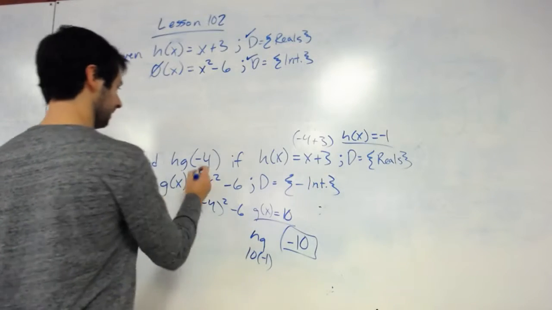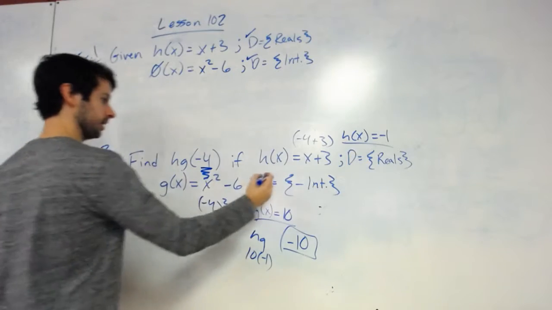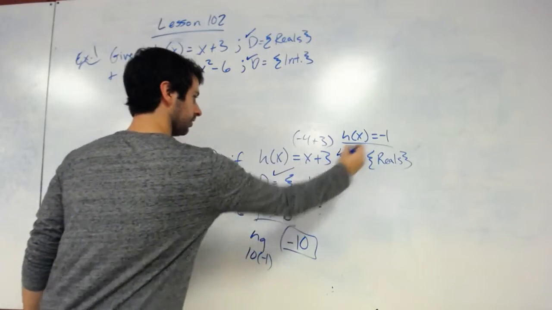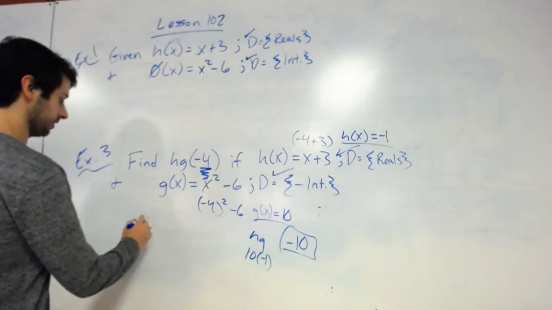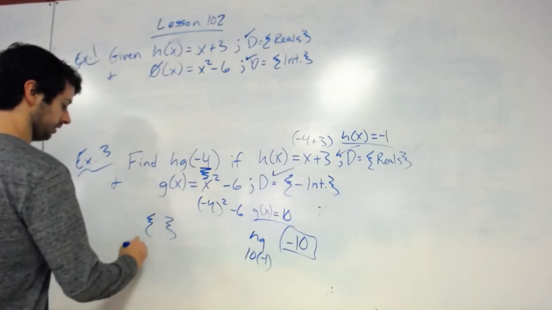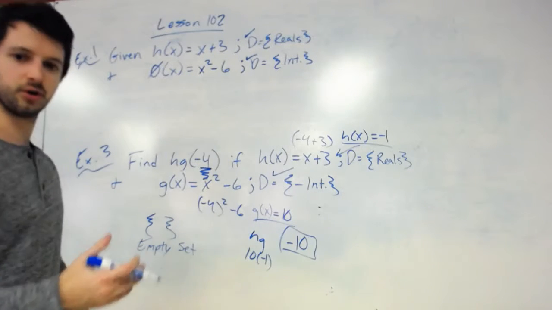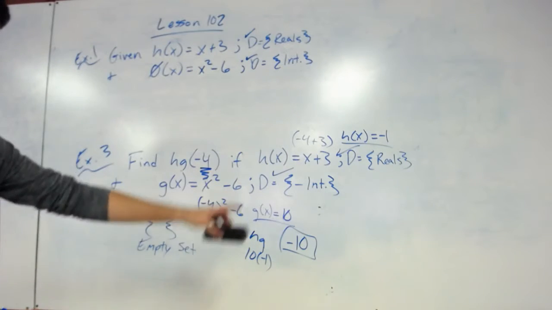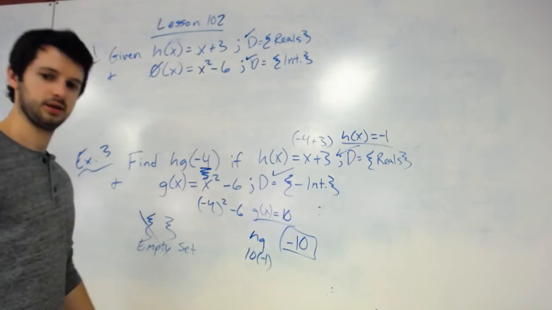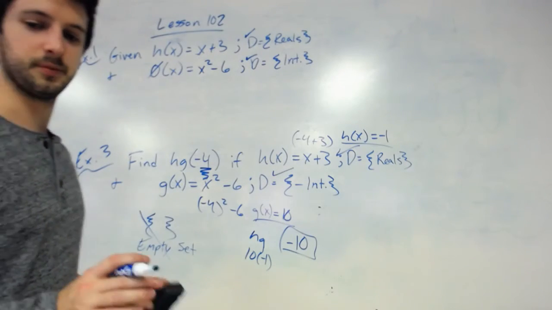So looking here, negative 4 is a negative integer, so it checks off both domain boxes. If it did not, then you would call that an empty set, or you could say null set, N-U-L-L. But this works out, so it is not an empty set. It actually works. And anyways, that's how you do the sums and products of functions.